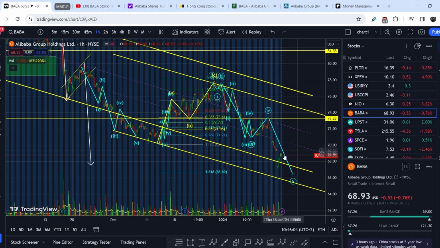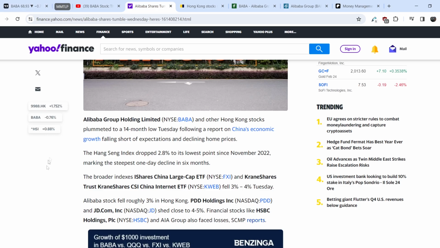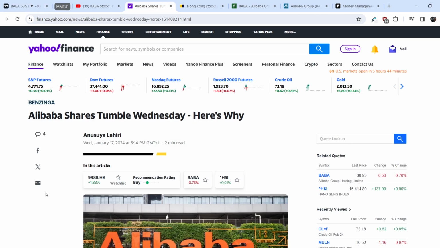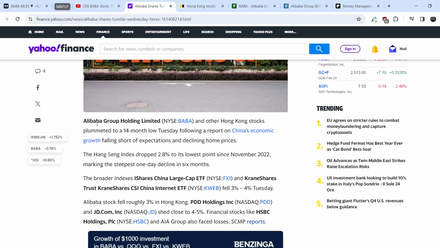But for now, let's take a look at the fundamental news. What was the reason for this movement to the downside? First of all, let me show you this article that was published just yesterday on Yahoo Finance, titled "Alibaba Shares Tumble Wednesday. Here's Why." And let me quote you a couple of paragraphs.